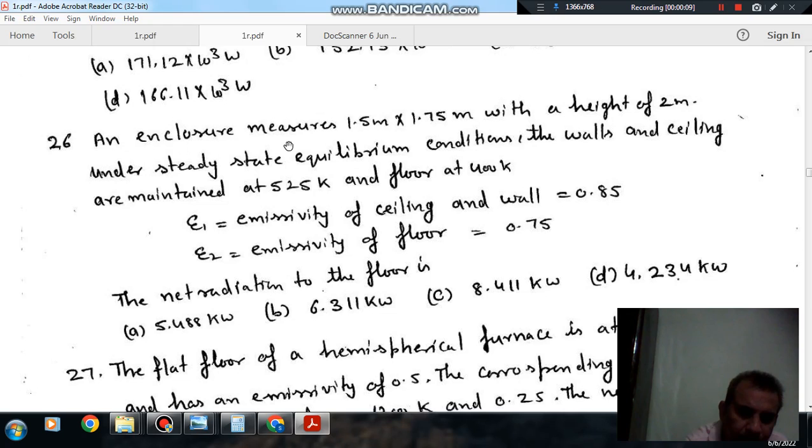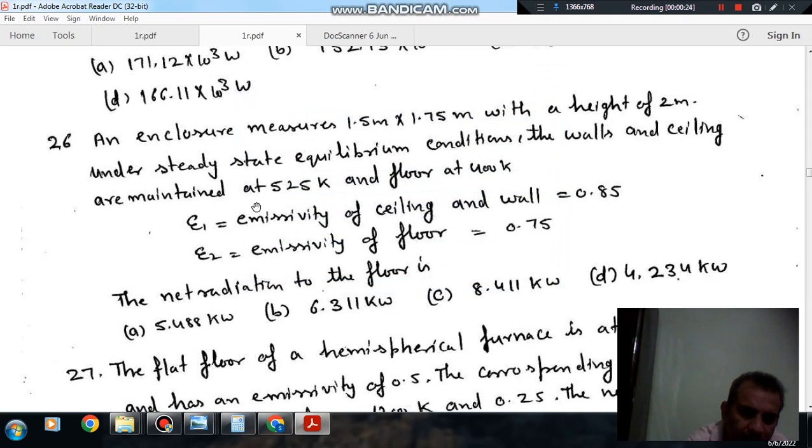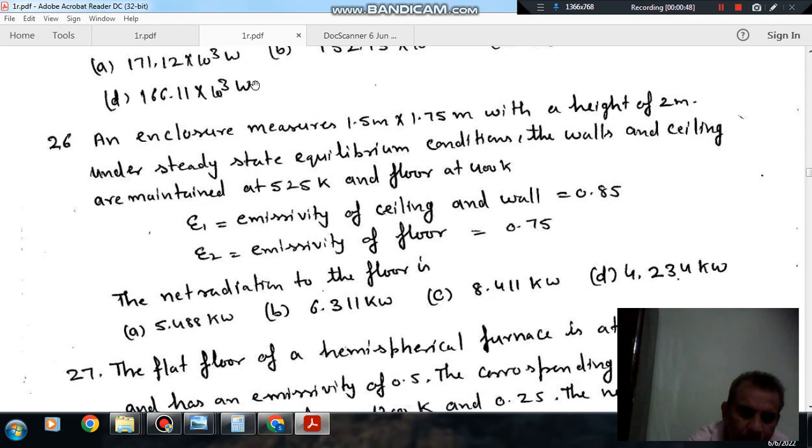An enclosure measures 1.5 meter by 1.75 meter with a height of 2 meter. Under steady state equilibrium condition, the walls and ceiling are maintained at 525 Kelvin and the floor is at 400 Kelvin. Epsilon 1, the emissivity of ceiling and wall, is equal to 0.85, and epsilon 2, the emissivity of floor, is equal to 0.75. Net radiation to floor is: option A 5.488 kilowatt, option B 6.311 kilowatt, option C 8.411 kilowatt, and option D 4.234 kilowatt.